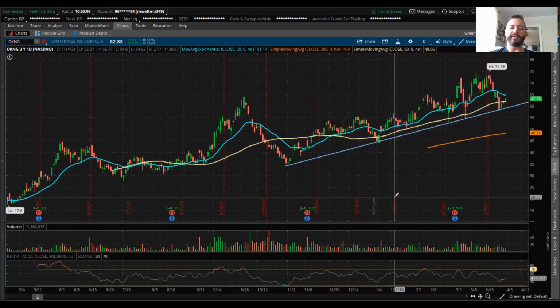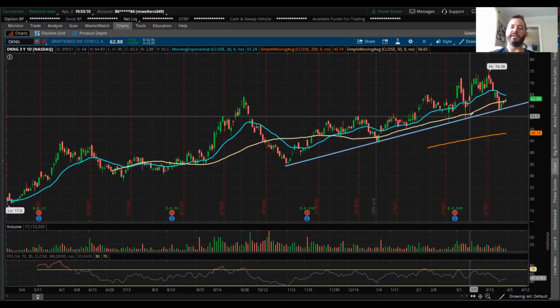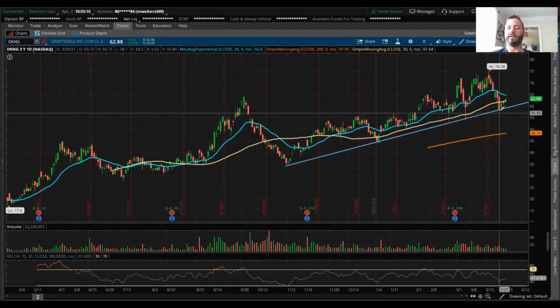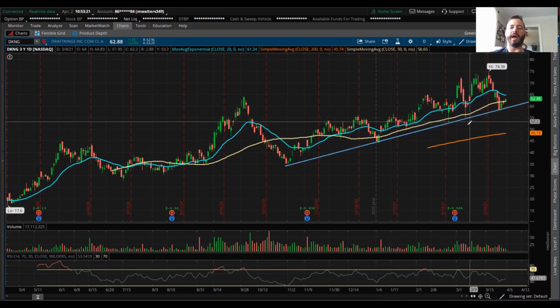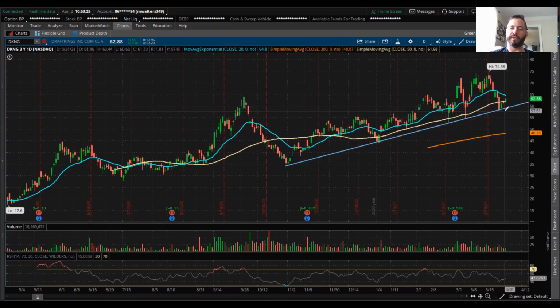By very well respected, I mean something that has touched this many times and has continued to bounce every time it hits it. On this day, before this trading day where it's the green bar here, I said, let's see what happens. And sure enough, it bounced off of this trend line.